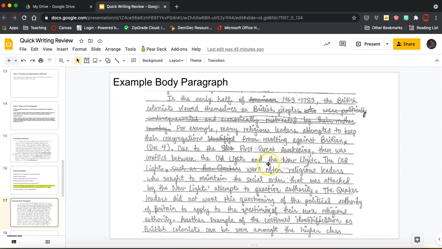So you can see that. So here's where they first used a document. For example, oh, beautiful. Just start with something that tells the reader that you're about to use one of the documents. Many religious leaders attempted to keep their congregations from revolting against the British. Here they have paraphrased document 4 for you. They don't quote. We don't quote in DBQs.